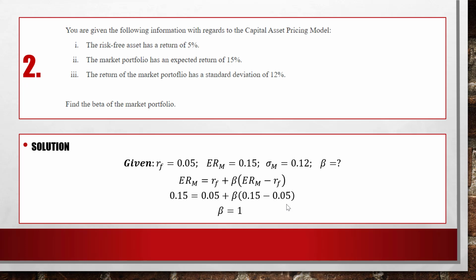However, I have a comment here. Usually, whenever you see a question mentioning the market portfolio, remember the beta of the market portfolio is always 1. So actually for this problem, you didn't really need to solve the whole problem for beta. You know that the beta of the market portfolio is only 1.